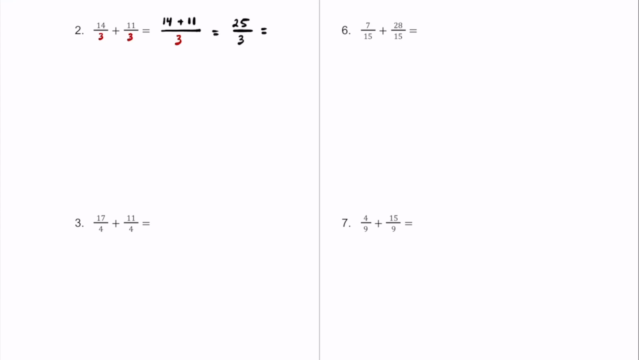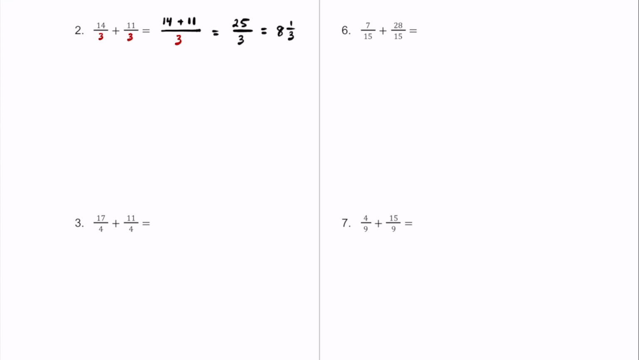Now, if you want to go to a mixed number, 3 fits into 25 8 times, because 8 times 3 is going to be 24, with 1 left over, so we can say this is 8 and 1/3. All right, so we couldn't simplify this, but we could write it in 2 different forms if we would like to.